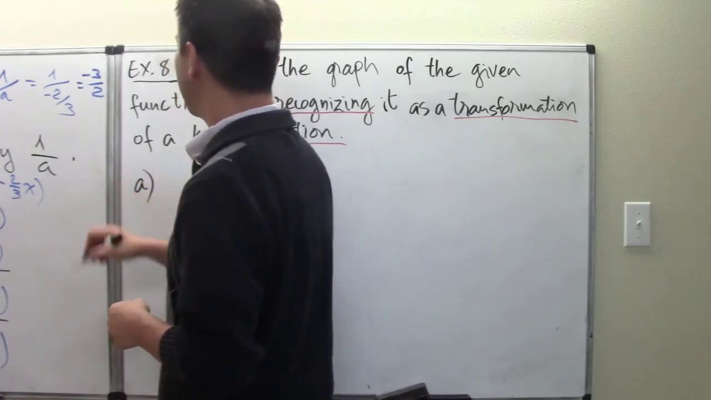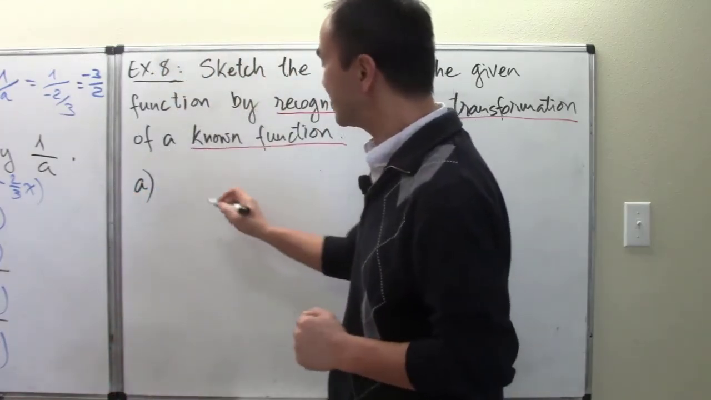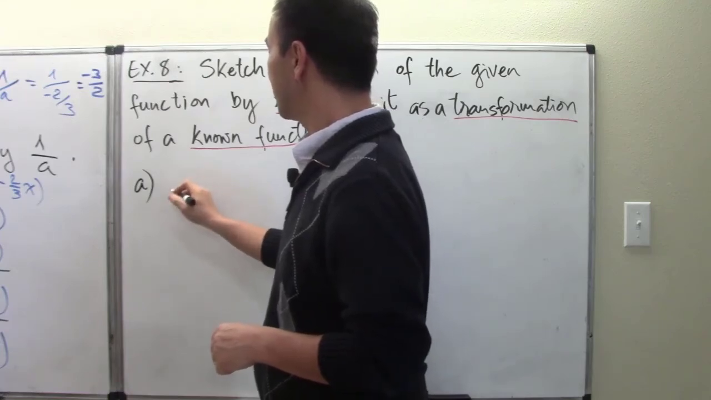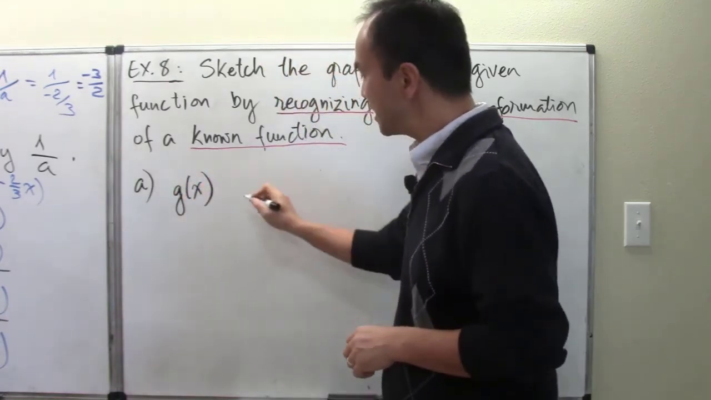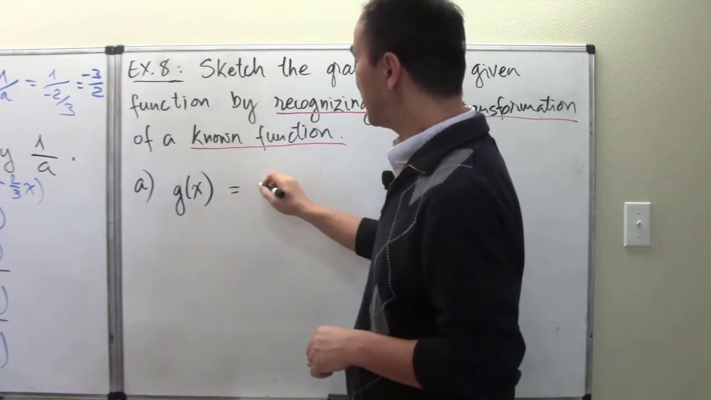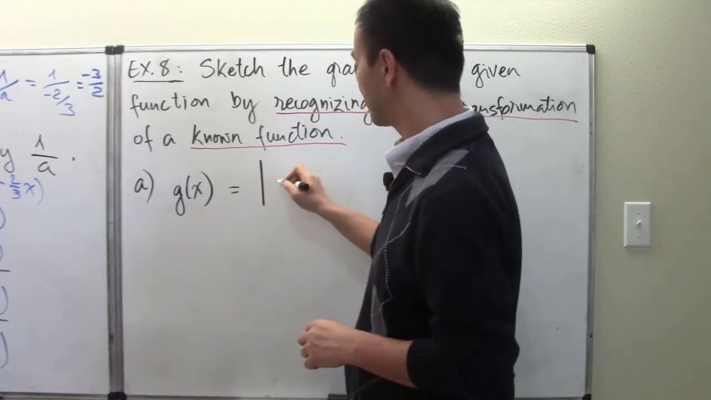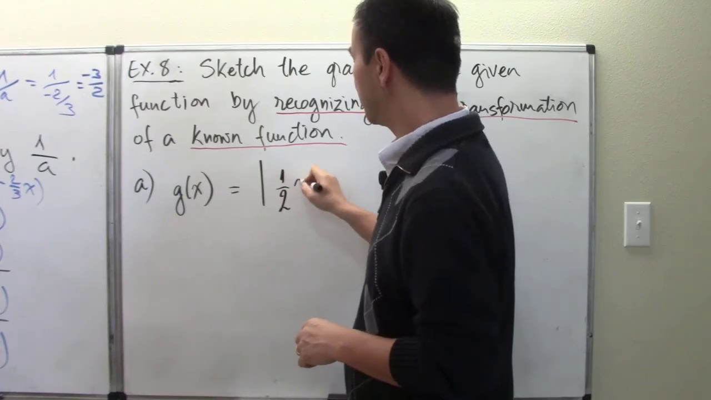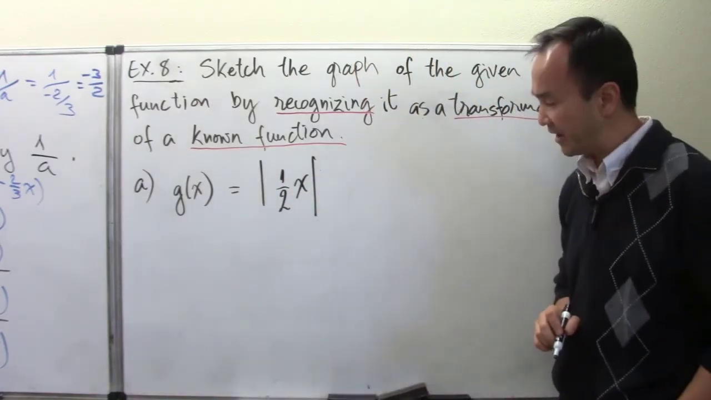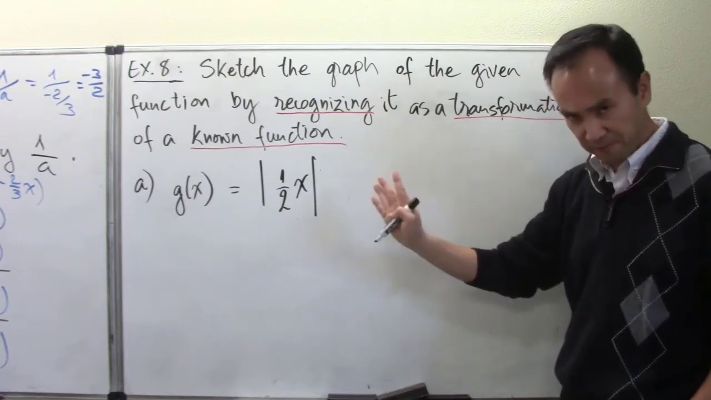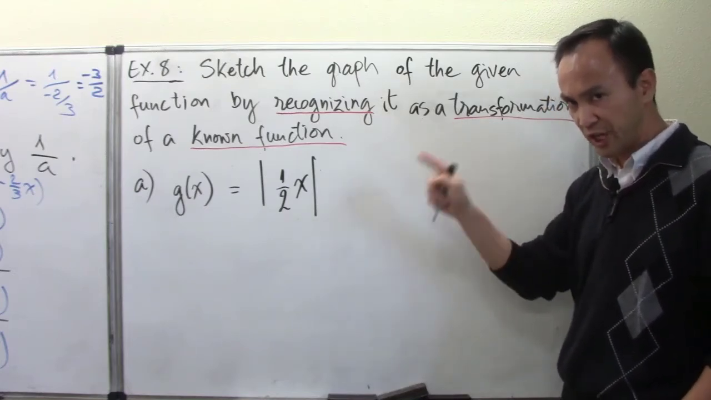So now I'm looking at, let's look at g of x, to be the absolute value of 1/2 x. All right, absolute value of 1/2 x. And so this is our function given right here. We want to sketch the graph.